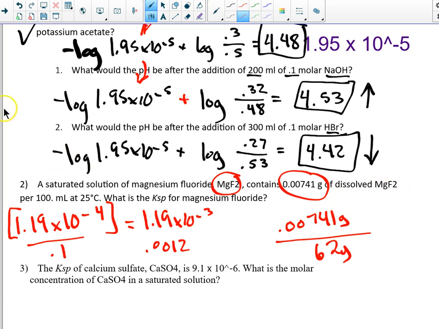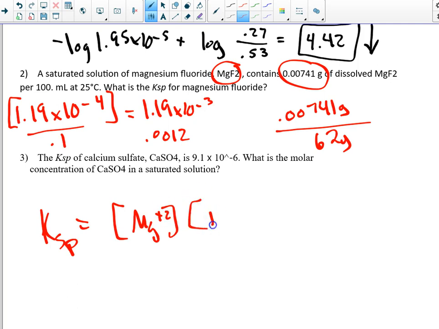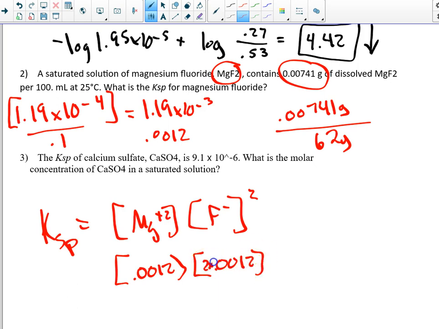Okay, now, we got to reason this through. KSP would be equal to Mg plus 2 and F minus squared, correct? All right. So, yes, it will be 4x cubed. I'll do it the long way also. So it would be 0.0012 times 0.0012, 2 times that squared.